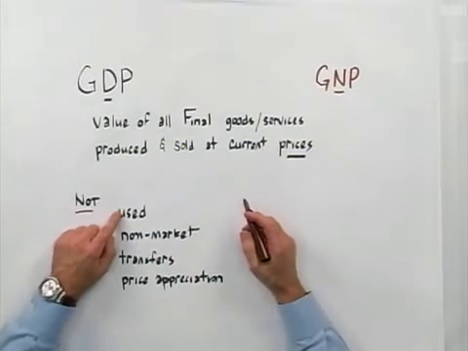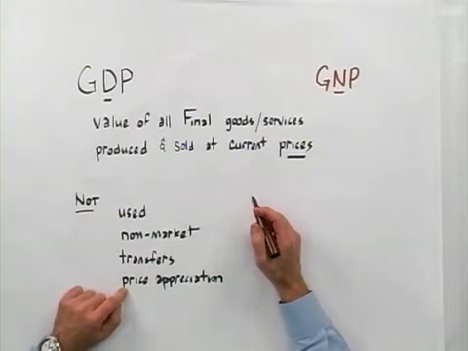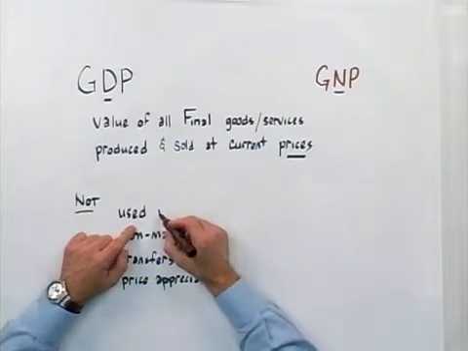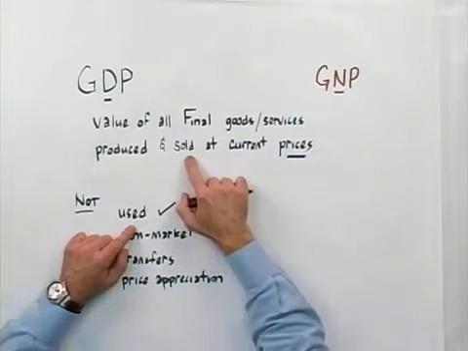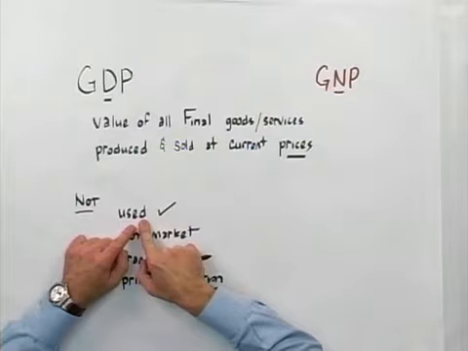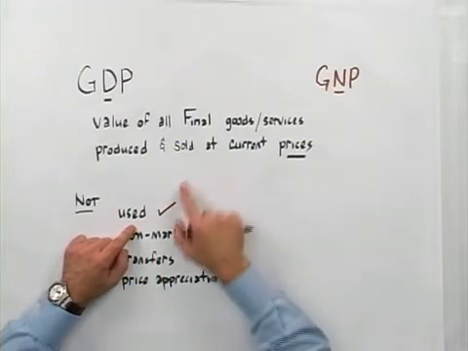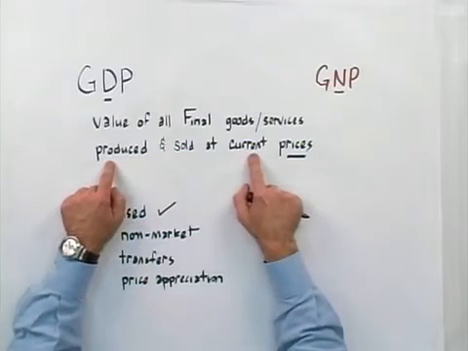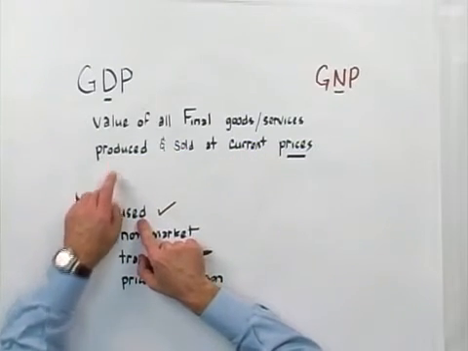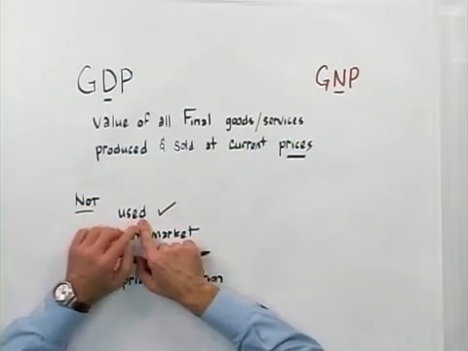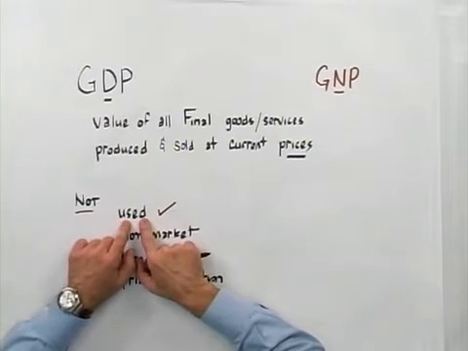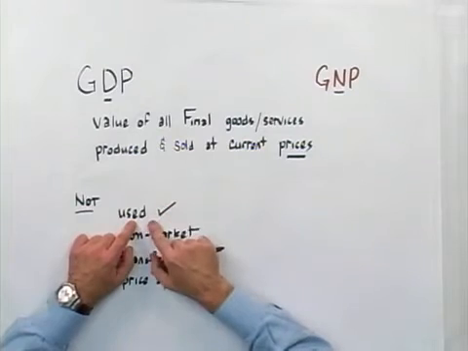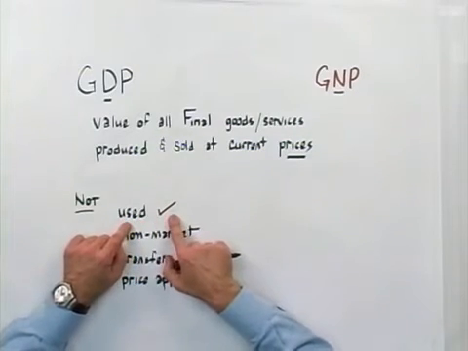Here are some important exclusions from GDP. Number one, it does not include the sales of any used items. You can see clearly why that's going to be true, because used items are not produced in the current year. They've been produced in prior periods, and it's in the prior periods that the production of used items today would have been counted in GDP. So it doesn't include used items.